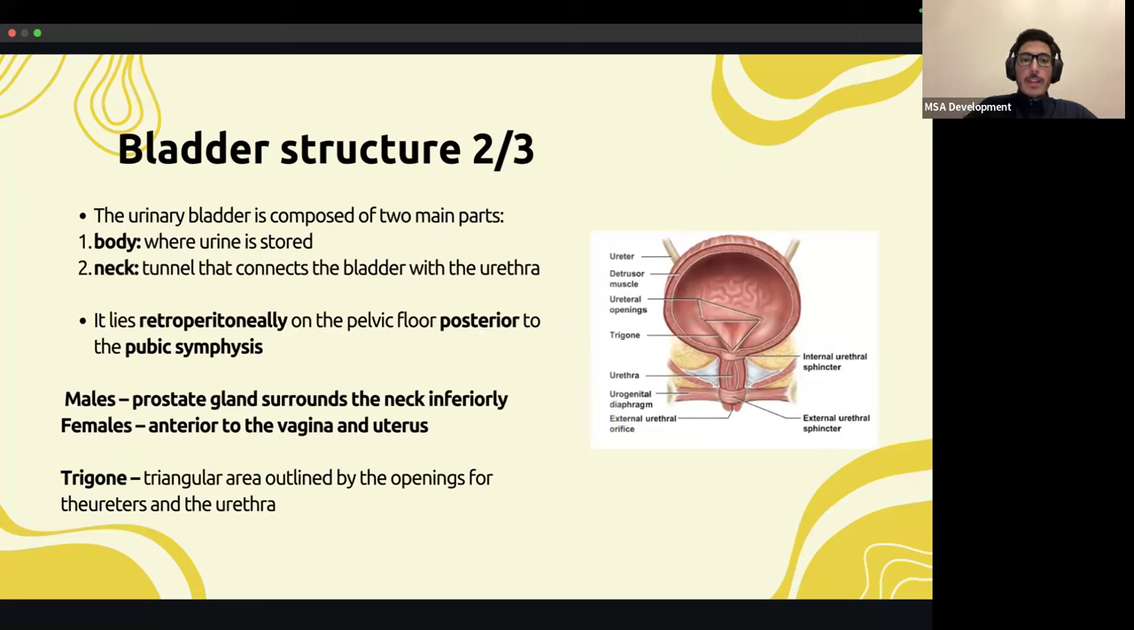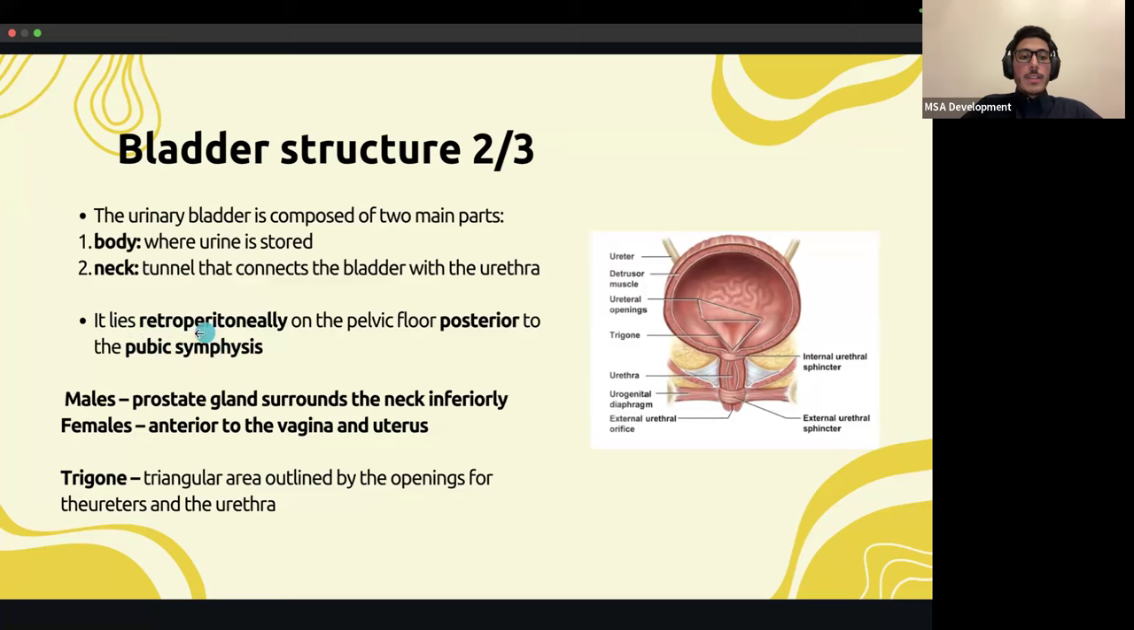Second, the urinary bladder is composed of two main parts: the big part, the body, and then the neck. In this image, the upper part is the body, where urine is stored until micturition, and the second part is the neck, a tunnel that connects the bladder with the urethra and the outside. Regarding the position of the bladder, it's slightly different between males and females.